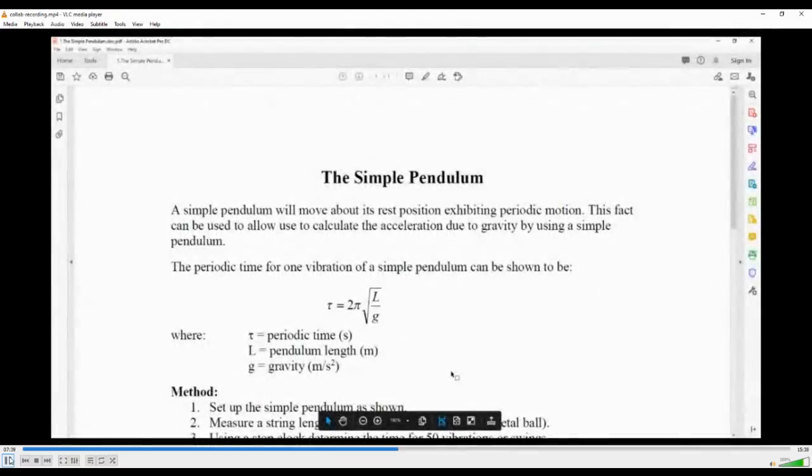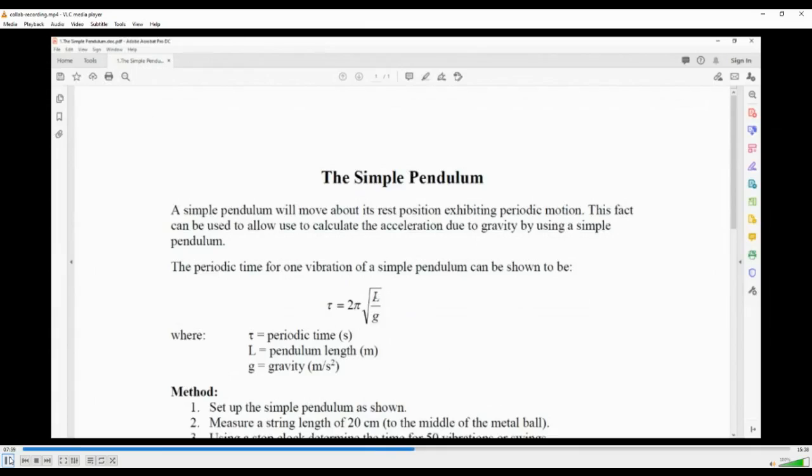Okay, so the next thing I want to examine now is this formula. We're saying the periodic time for one vibration of a simple pendulum can be shown by this formula. Tau, the periodic time, is equal to 2 pi square root of L over G, where L is the length of the pendulum. So what we're going to do today is vary this length.